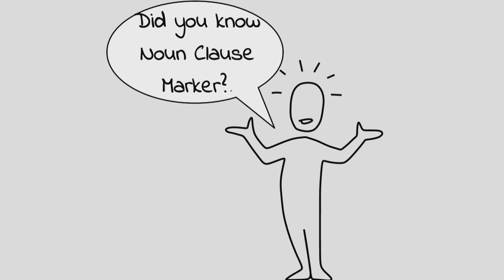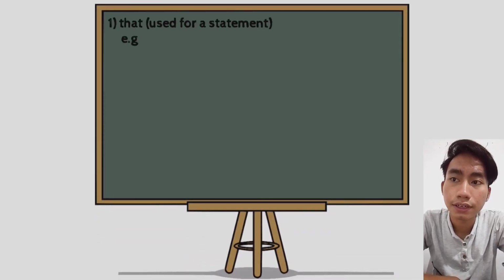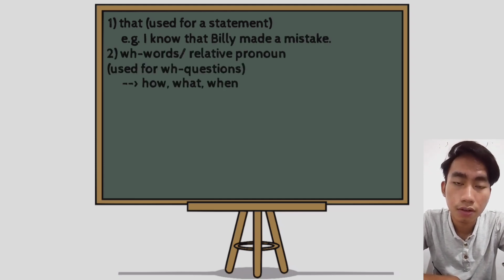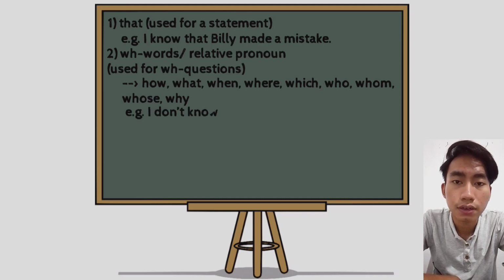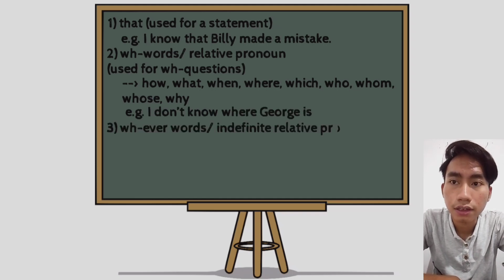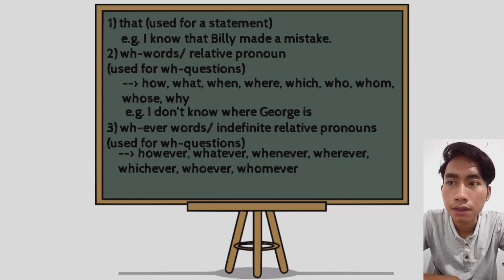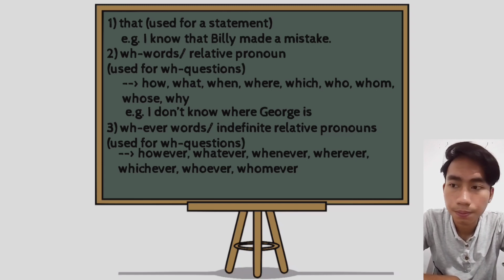Did you know noun clause marker? It's quite easy to recognize the noun clause if we know the words that introduce them. A noun clause is always begun with a noun clause marker. There are some types of noun clause marker that are commonly used in a sentence. The first one is that. That is used for a statement. For instance, "I know that Billy made a mistake."